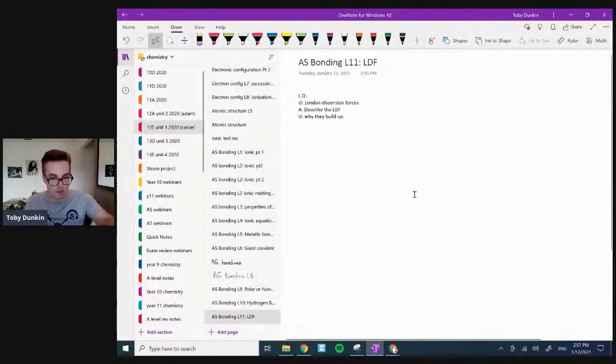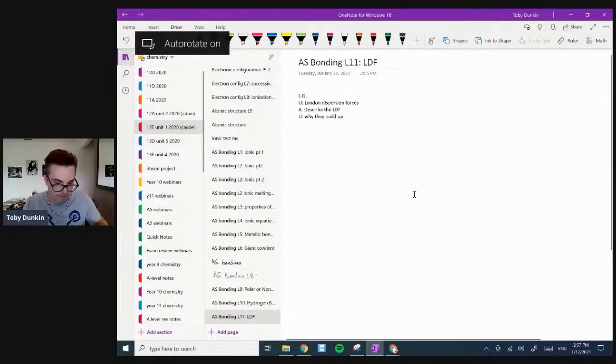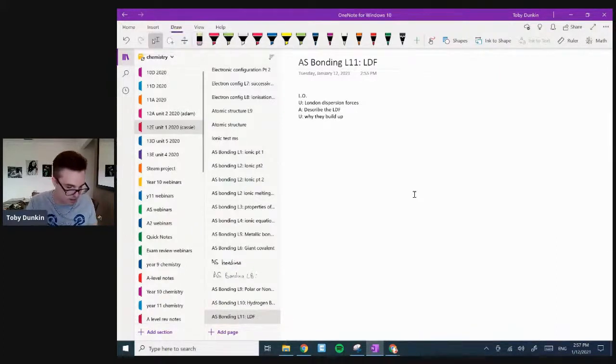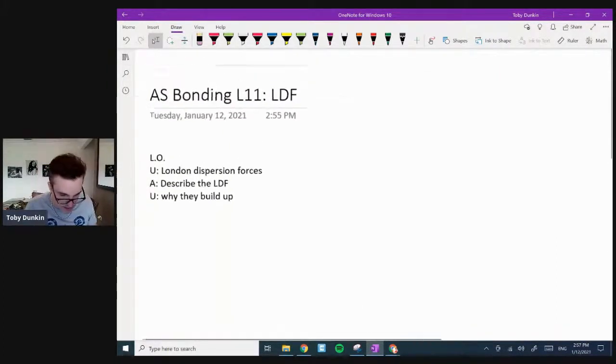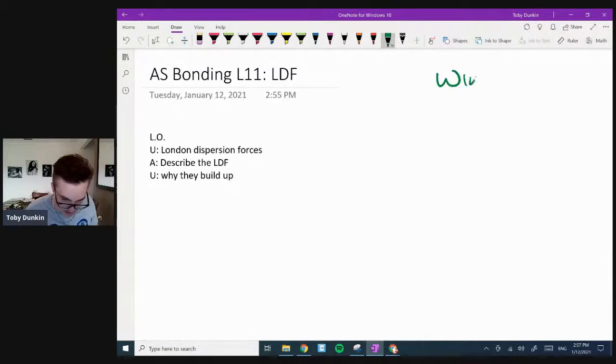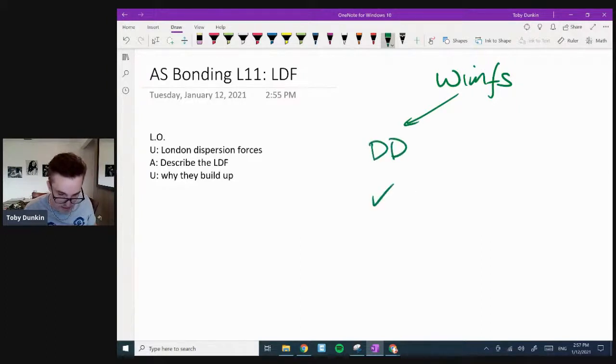Okay, so today we're focusing on the final one of our WIMPs. So far, just to give you it in context, the WIMPs, weak intermolecular forces, we have so far done DDs. Those are done. Those are dipole attractions. We have also done HBs, tick, and we're now moving on to LDFs.